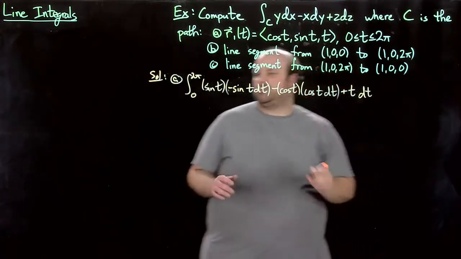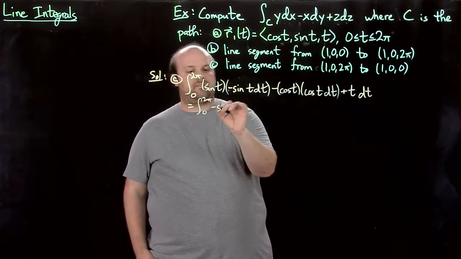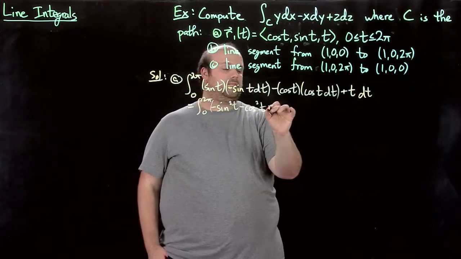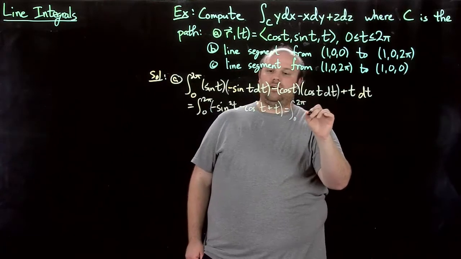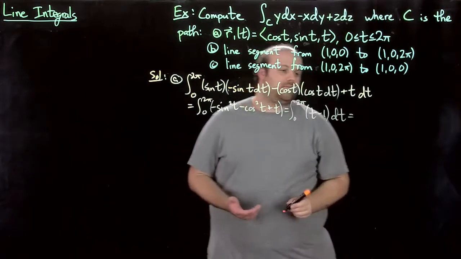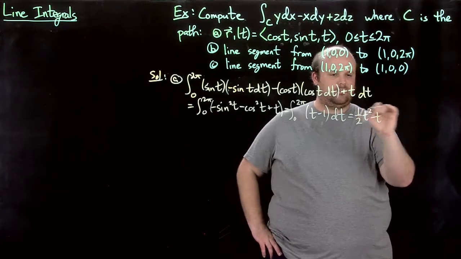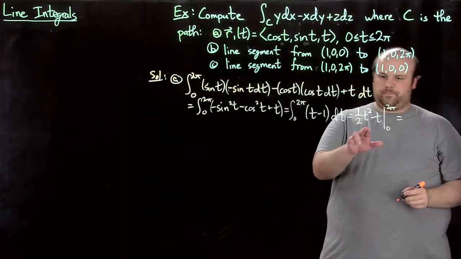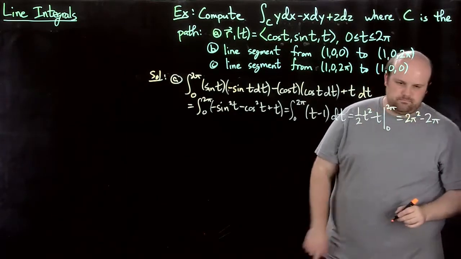So this is the integral from 0 to 2 pi of negative sine squared t minus cosine squared t plus t. In other words, the integral from 0 to 2 pi of t minus 1. So if we integrate that, we get 1/2 t squared minus t from 0 to 2 pi. And so that just ends up being 2 pi squared minus 2 pi.